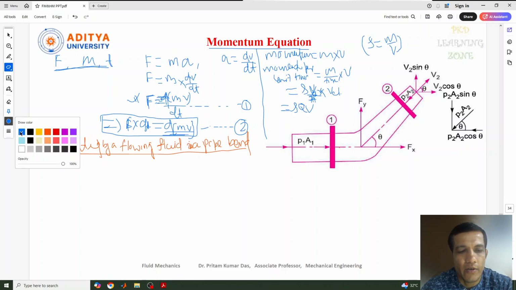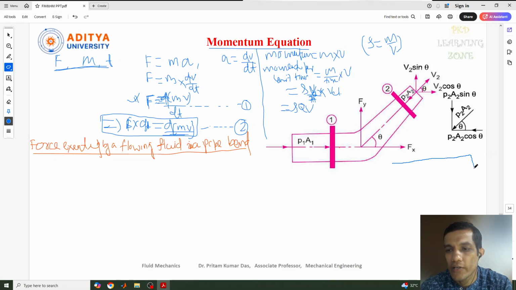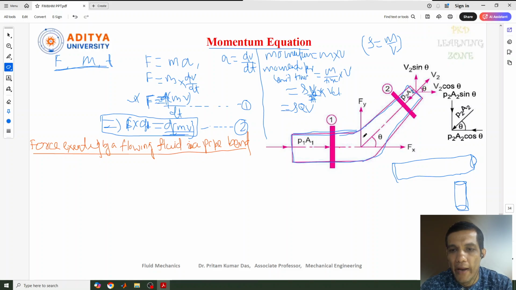Okay, normal pipe not there. Normal pipe means we know that there will be a flow in either a horizontal pipe, or we can say there is a flow in a vertical pipe. But here we have taken a bending pipe. The pipe is in bending condition. So when the fluid flows through this bending pipe, what is the force exerted by the fluid on the pipe? That we are going to calculate from here.